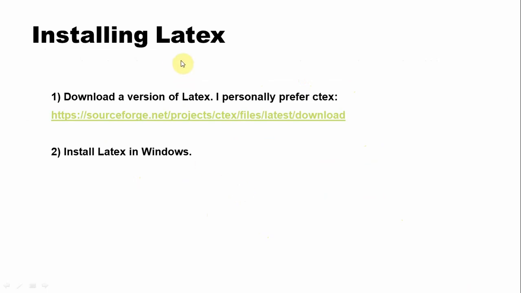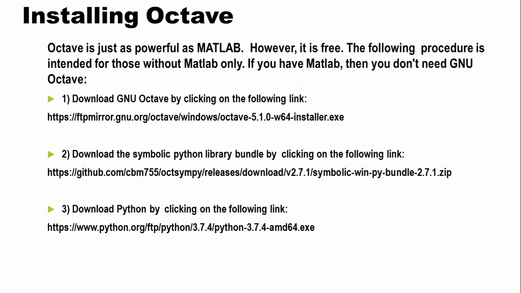Again, installing LaTeX is very straightforward. All you need to do is to go into this download link and download the software and install it in Windows. But I need to emphasize, I need to go over the installation procedure of Octave because it's not that straightforward. You need to go to the download link and download GNU Octave. Again, all this procedure has been documented in the description section of this video.